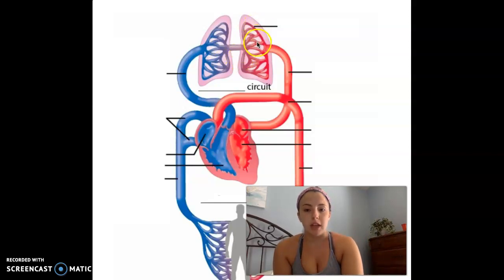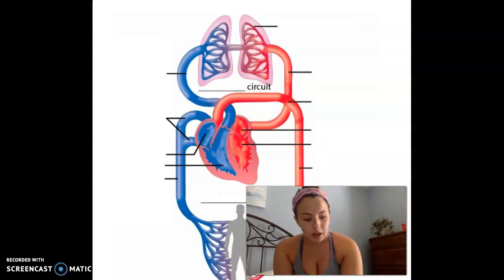Then once the blood is oxygenated, it travels through the venules into the pulmonary vein, which is going to bring the blood back to the heart, to the left atrium, then into the left ventricle to then be pumped through the aorta, and that will distribute throughout the rest of the body.